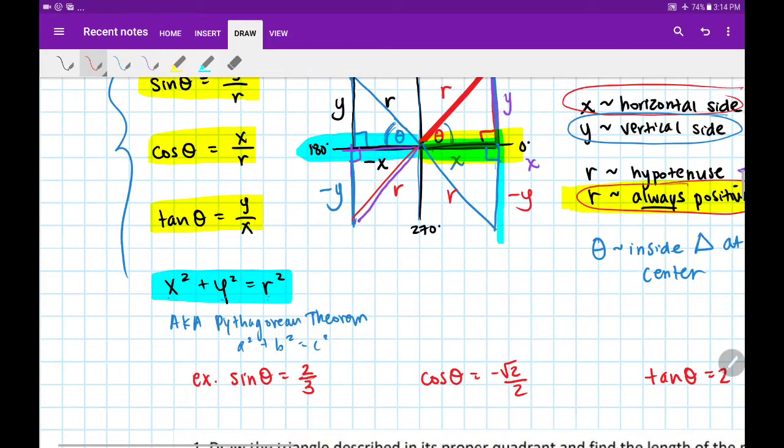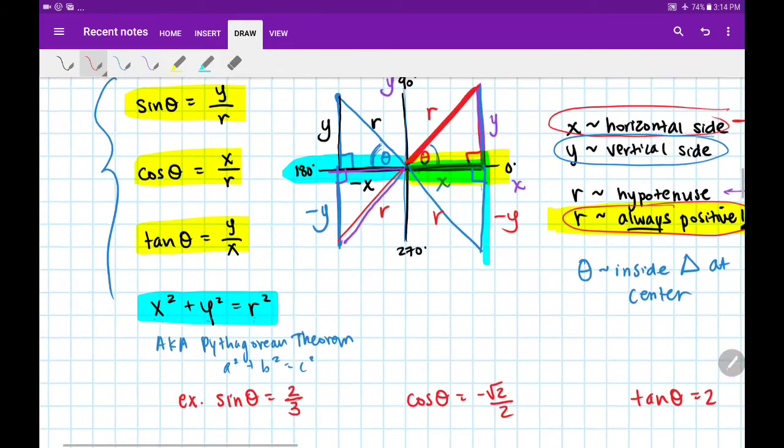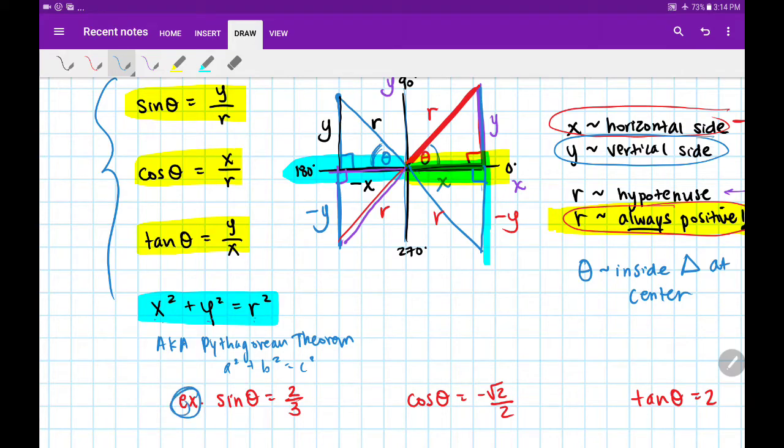Actually, I want to talk about x, y, and r really quick. So if sine theta is y over r, then if you see something like this, look at this example. It says sine theta is 2 over 3. That means that this is y over r. That means y is going to be 2, and my r would be 3.